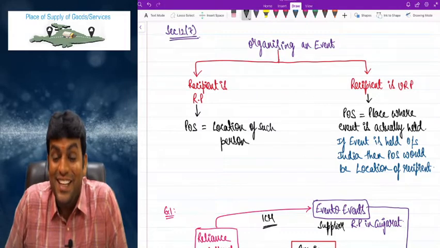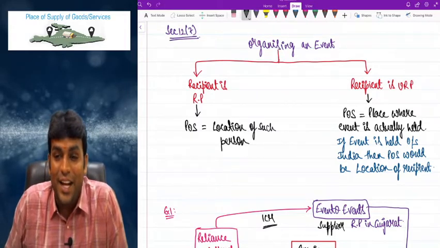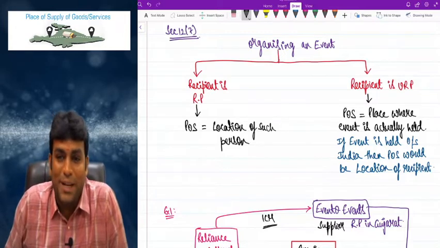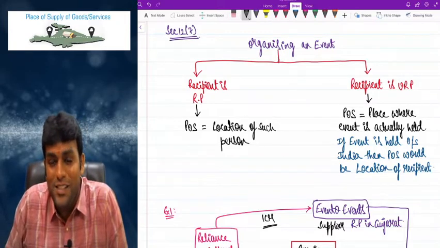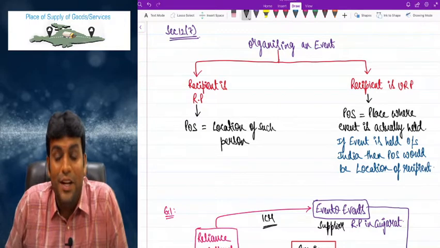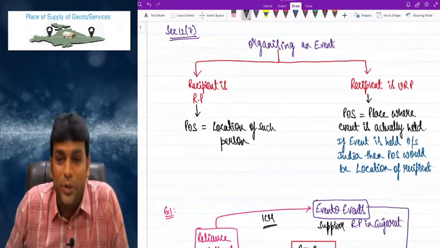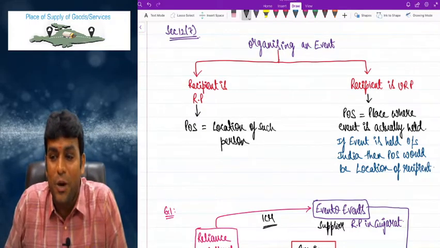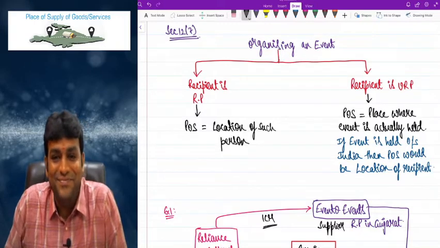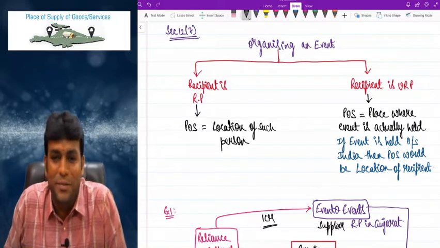12.4 was restaurant and catering, personal grooming, fitness, beauty treatments, and health services, including cosmetic and plastic surgery. 12.5 was training and performance appraisal. 12.6 is admission to event, and 12.7 talks about organizing an event. Every point is different, every concept is different.